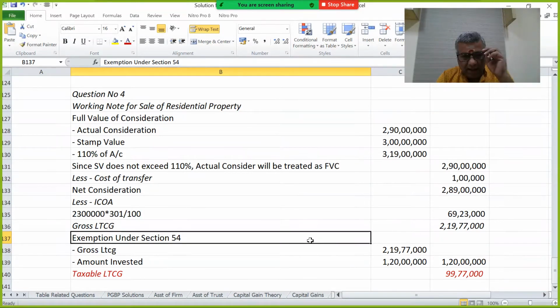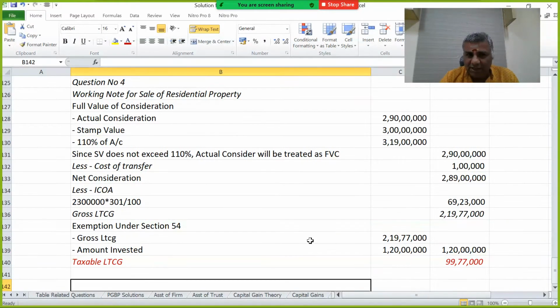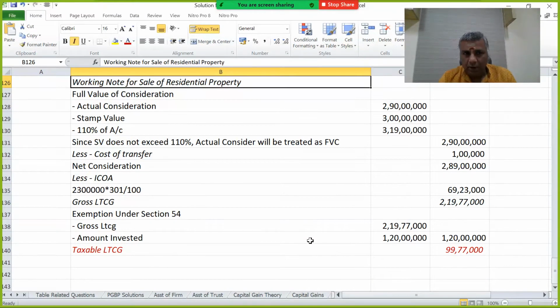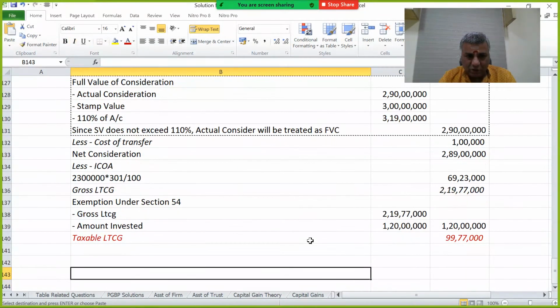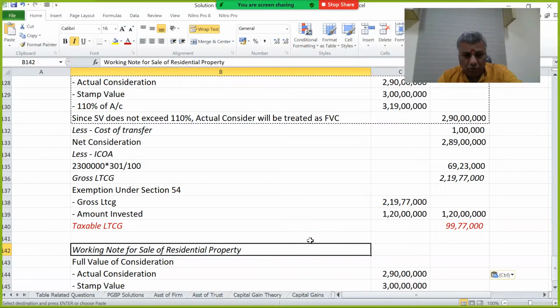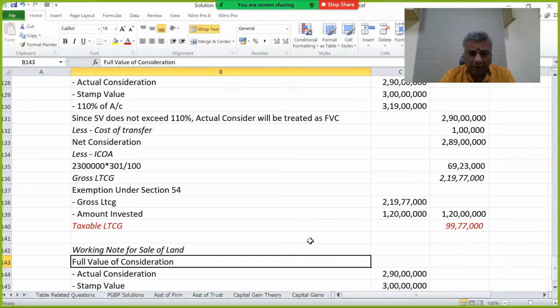Suppose in the examination, they give you two properties also. Take only one property, whichever is higher, because the gross gain has exceeded 2 crores. Now let us do the same thing for the land he has sold in September. Working note for sale of land.